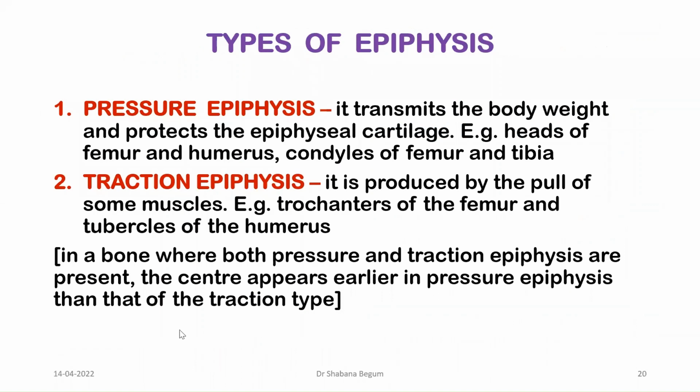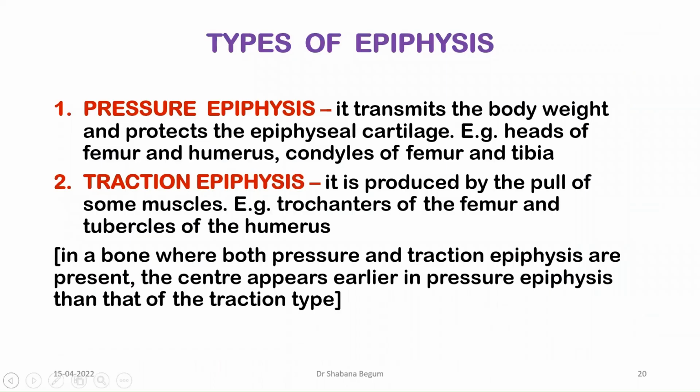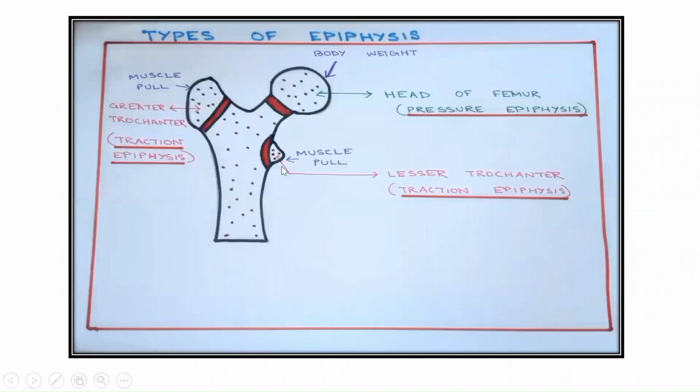What are the types of epiphysis? These are according to origin and function. We have the pressure epiphysis, traction epiphysis, and we have the atavistic epiphysis. Let us discuss. So pressure epiphysis helps in the transmission of body weight and protects the epiphyseal cartilage. Example is the head of the femur and the humerus and the condyles of the femur and the tibia.